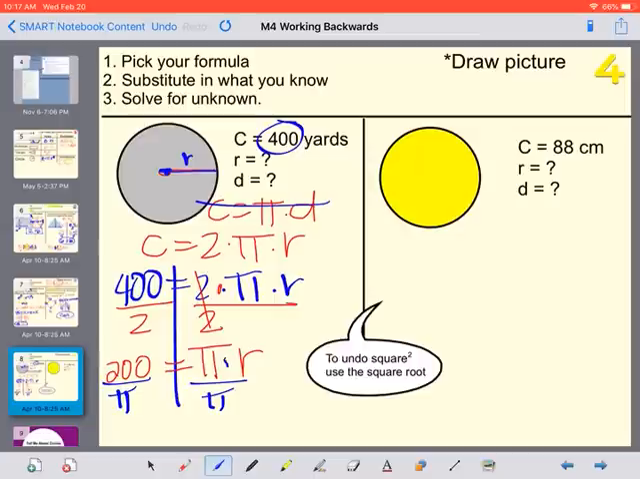And if you don't have a pi button, you can use 3.14. But it doesn't matter what's on the top and the bottom. If it's the same, they eliminate. 3.14 divided by 3.14 is just 1. 1 r, or just r. So we have 200 divided by pi gives us 63.66 for our radius.